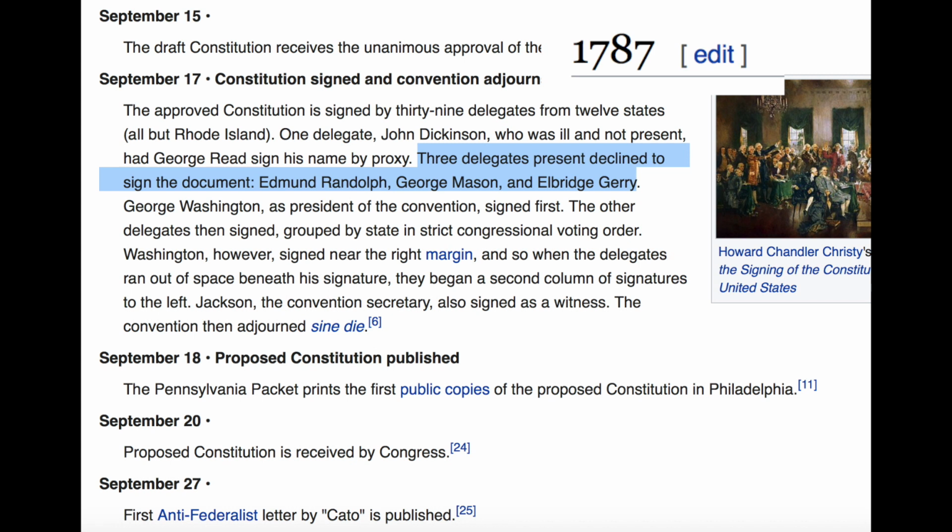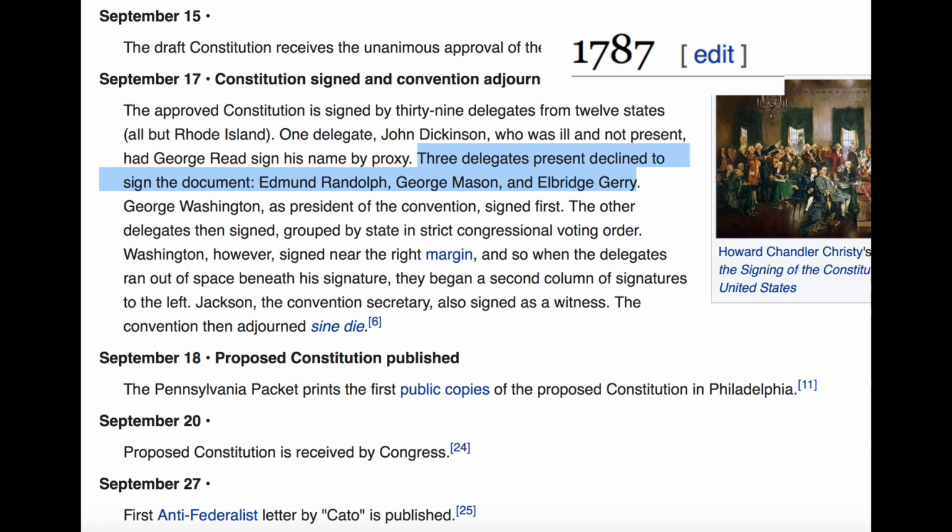The convention is the Constitutional Convention in which this Constitution was drafted. There's just a little subtle detail I want to point people towards. The approved Constitution is signed by 39 delegates from 12 states, all but Rhode Island. One delegate, John Dickinson, who was ill and not present, had George Read sign his name by proxy. That's not very important. This next point is important.